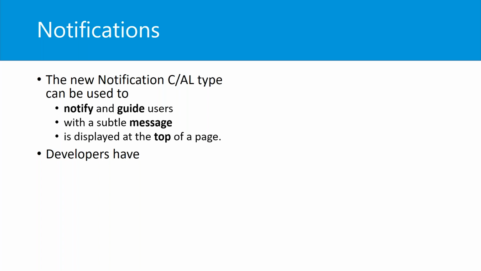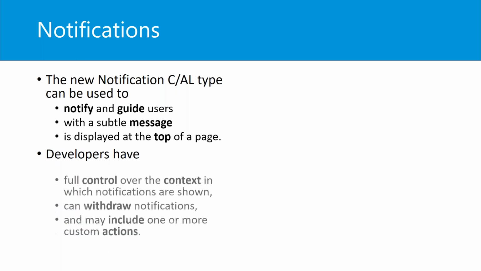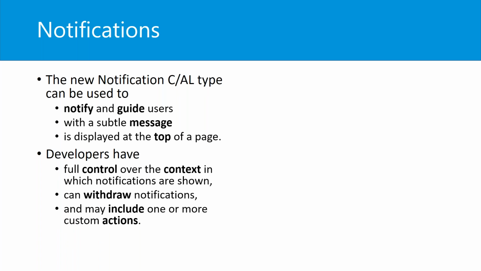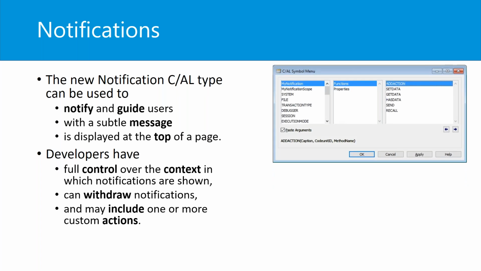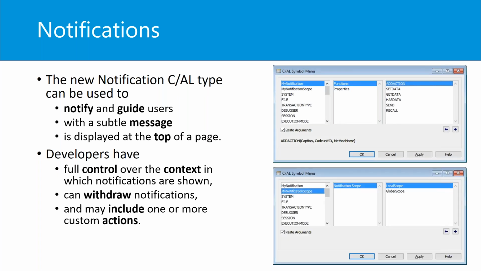We've all been in a situation when you talk to a user and they say, well, NAV gives me an error message, and in the message it says exactly what goes wrong. Why can't he fix it himself? Well, now we have something at our disposal to do that. So as a developer, we have full control of the context in which a notification is shown. We can withdraw them. We can include actions in there to fix the problem. You will notice in the symbol menu, we have some new options, some new functions we can use. I will talk about them later.